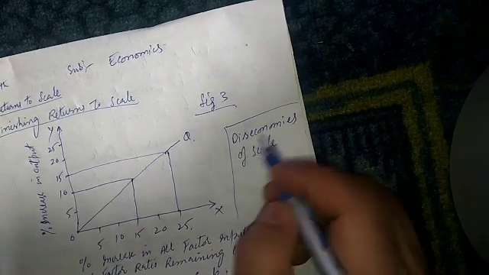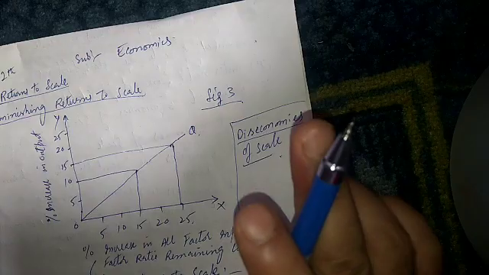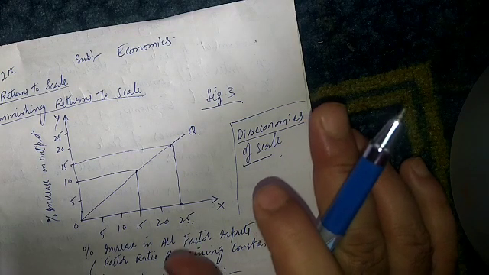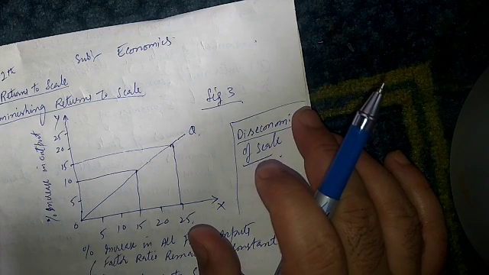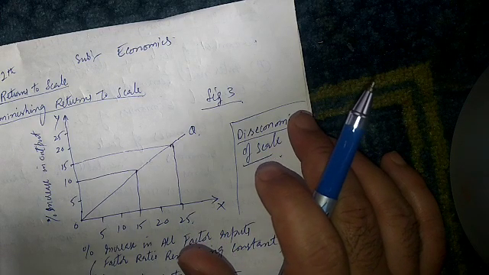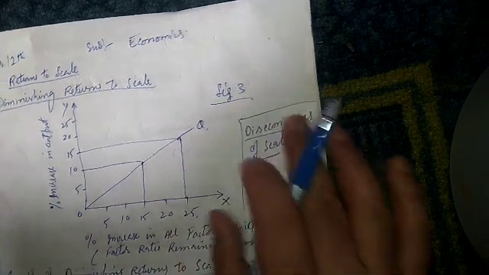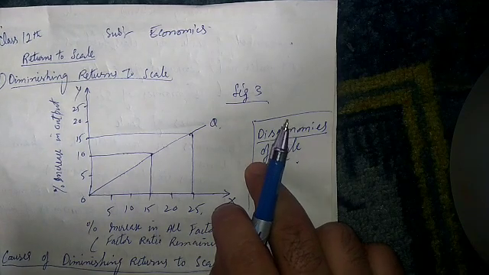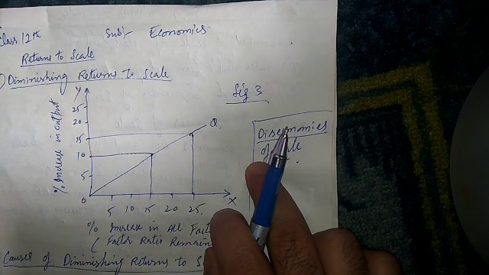See, diseconomies of scale refer to the situation when average cost of production begins to increase as the scale of production expands. Diseconomies can be of two types. Number one is internal diseconomies, and number two is external diseconomies.